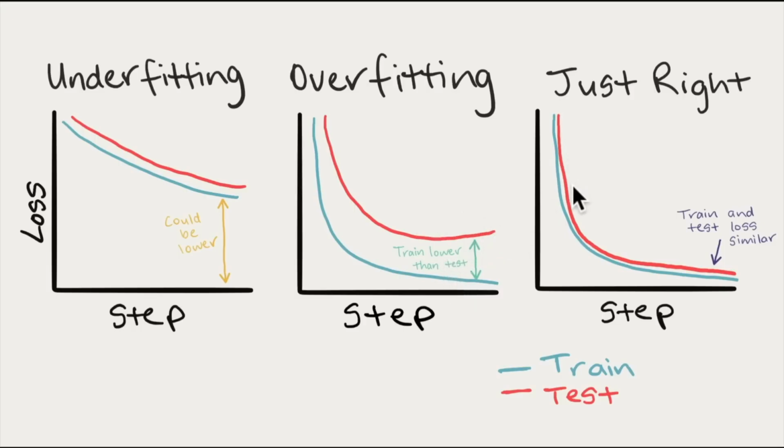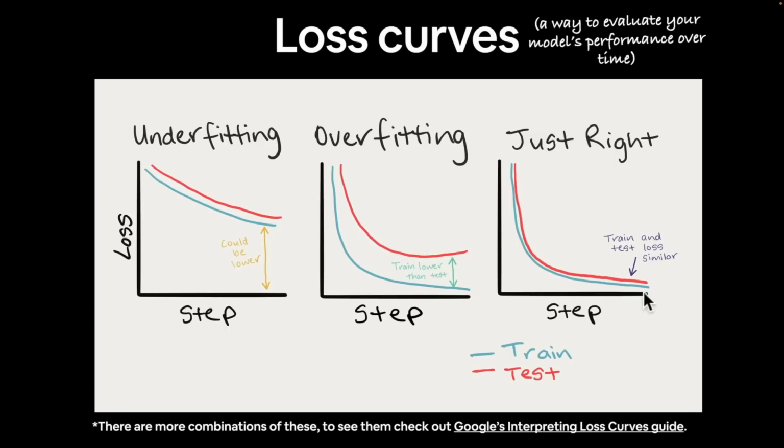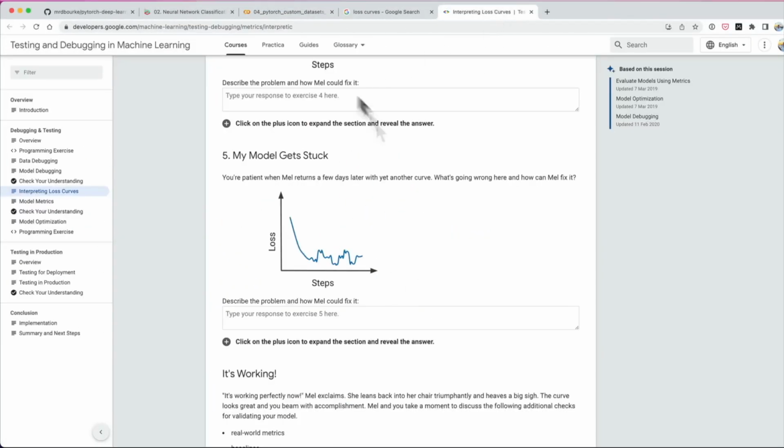And just right, ideally, you probably won't see loss curves this exact smooth. I mean, they might be a little bit jumpy. Ideally, your training loss and test loss go down at a similar rate. And of course, there's more combinations of these. If you'd like to see them, check out Google's loss curve guide that you can check up there.